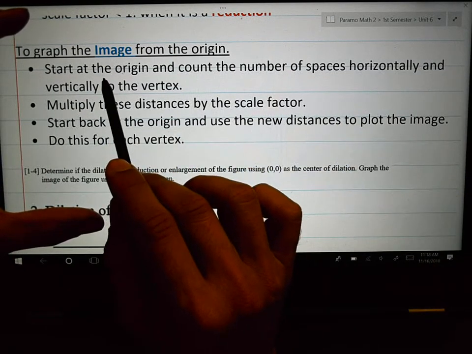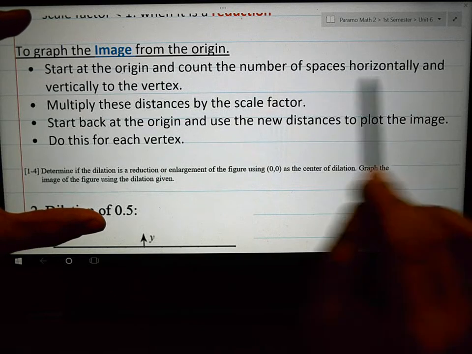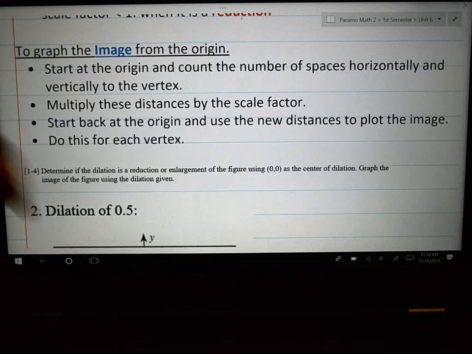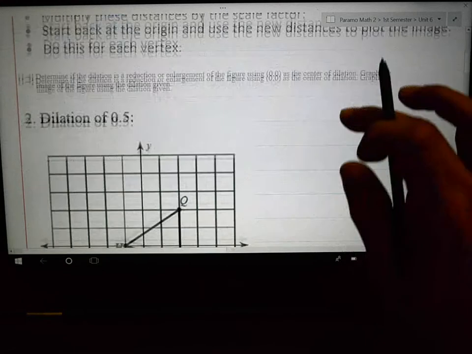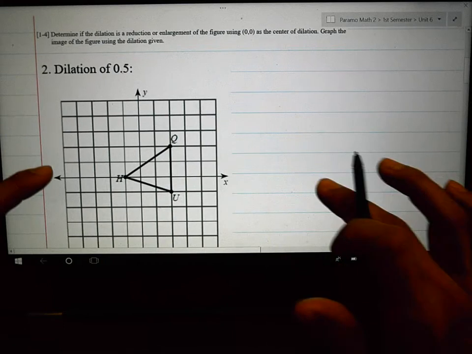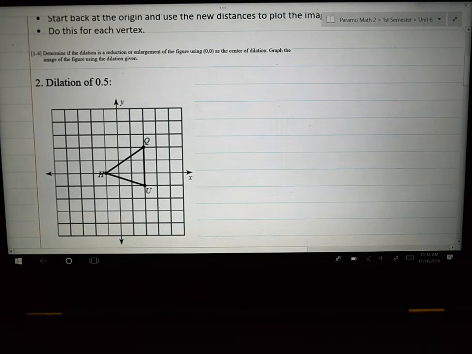We're going to start at the origin. We're going to count the spaces horizontally and vertically, and we multiply those by the scale factor. And then we're going to plot images. So everything we do is going to be just like that. Everything else I have are examples. You have the worksheet in front of you.